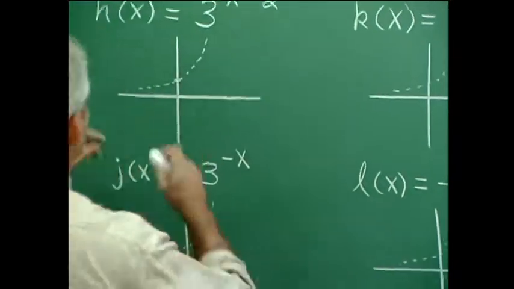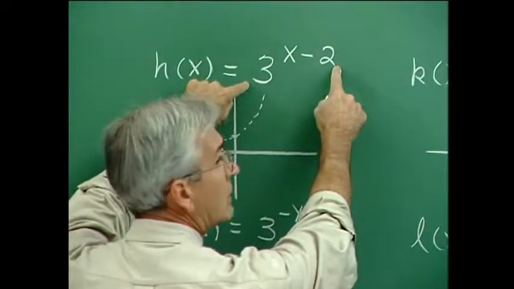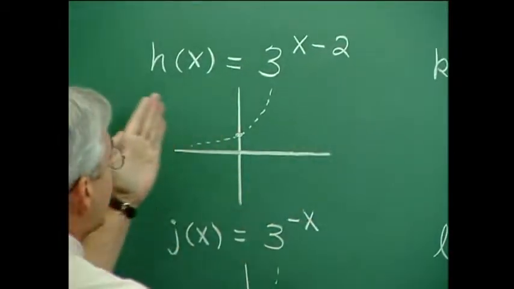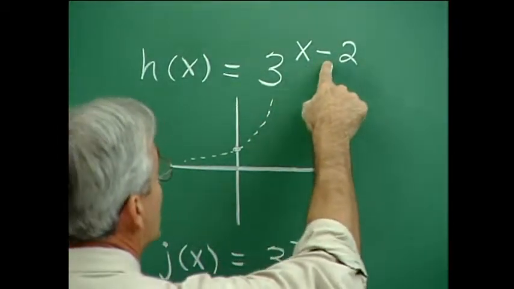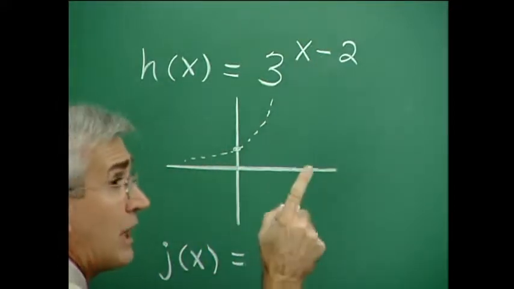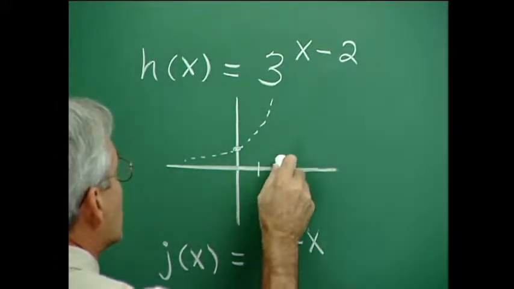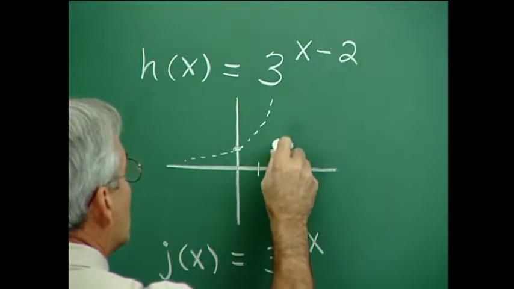Here's an example of that situation. This is 3 to the x minus 2. And remember, when we have that left-right movement, it's in a direction we don't expect. We see minus 2, actually the graph is going to move plus 2 on the coordinate plane. So the graph then will move to this position.